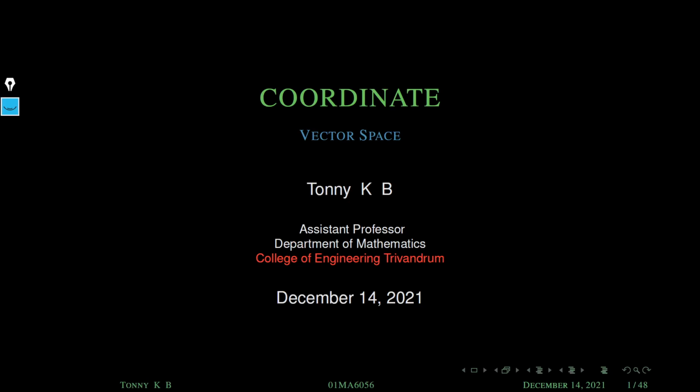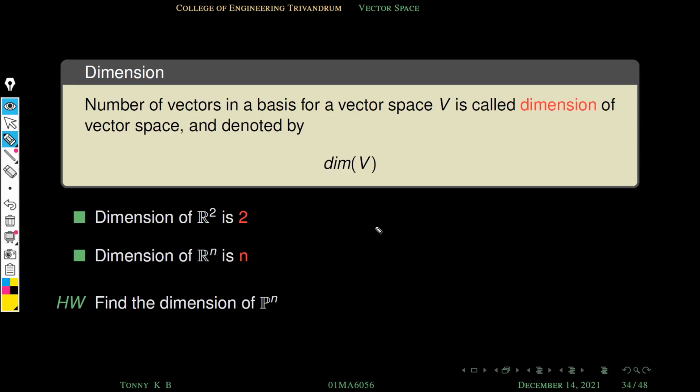Namaskaram. In this session, we will discuss the coordinate of a vector in a vector space. The main advantage of coordinates is that we can convert everything in a vector space into numbers using the concept of coordinates. In the last class, we saw basis and dimension of a vector space.